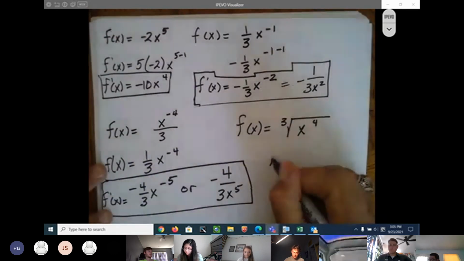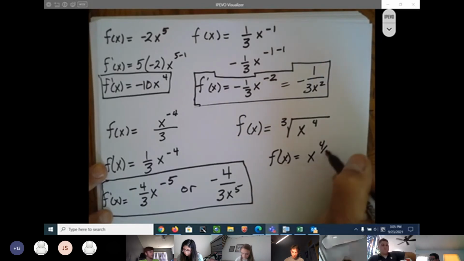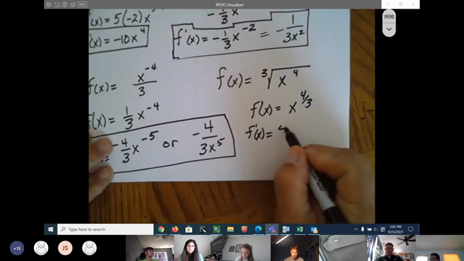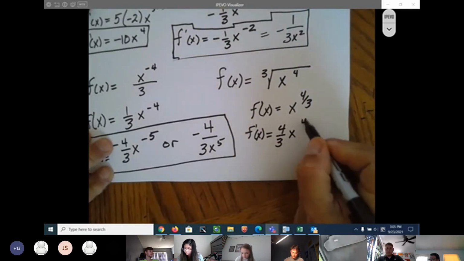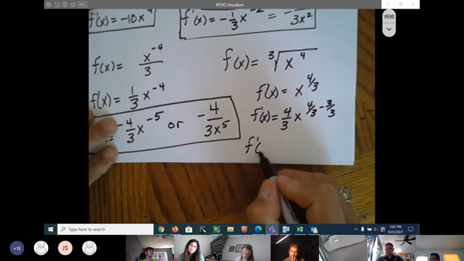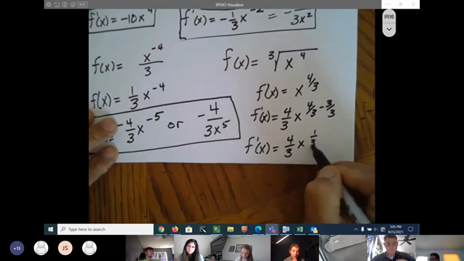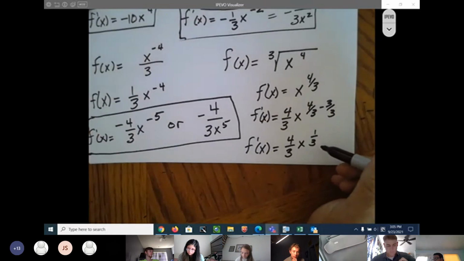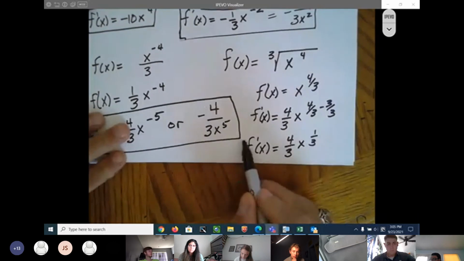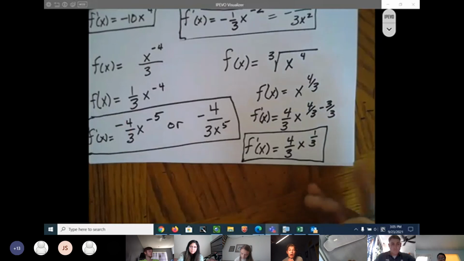And then this one, f of x is equal to x to the 4/3. F prime of x is equal to 4/3 x to the 4/3 minus 3/3. And f prime of x is equal to 4/3 x to the 1/3. You could write this as a cube root, but the only thing is you'd have to rationalize, and I don't think radicals and calculus mix, so we'll leave it with a rational exponent.